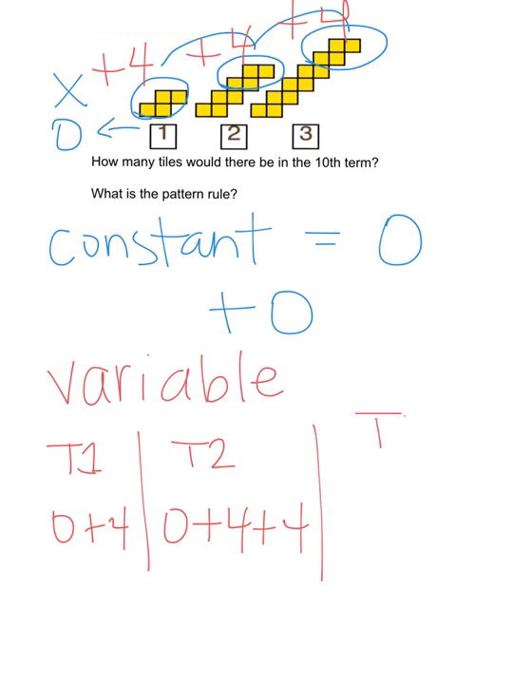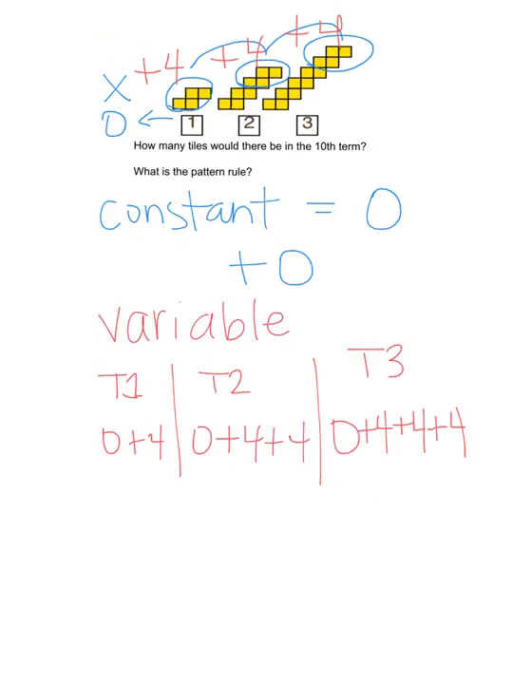My term number three is the original 0 plus 4 plus another group of 4 and plus a third group of 4. Now, what of course we know about repeated addition is that it's the same thing as multiplication. So if I end up with one group of 4 here in term 1, it's essentially me saying 4 times 1. If I end up with two groups of 4 here, I'm saying 4 times 2. And if I end up with three groups of 4 here, I'm essentially saying 4 times 3.